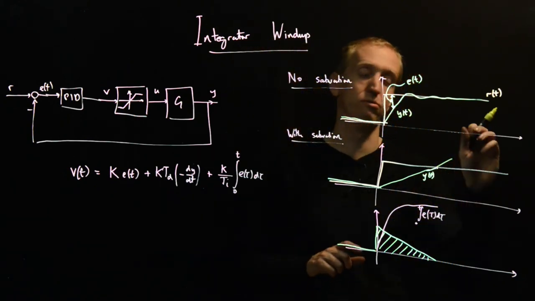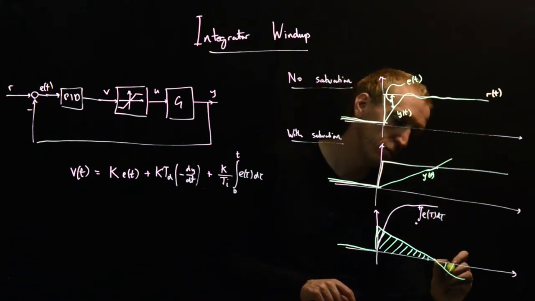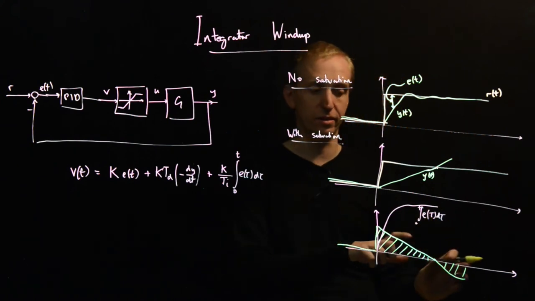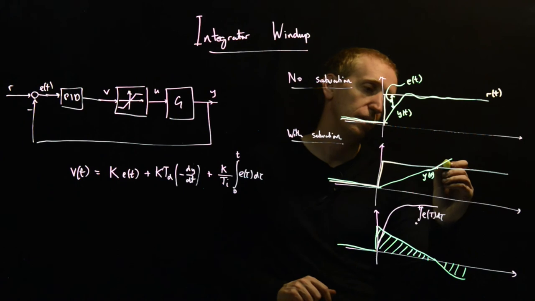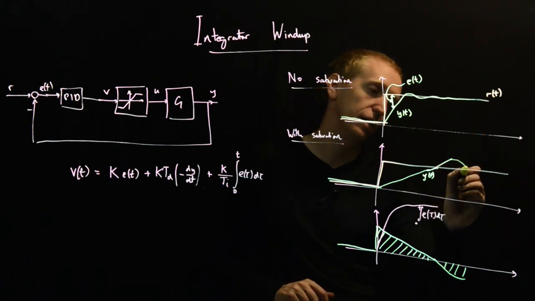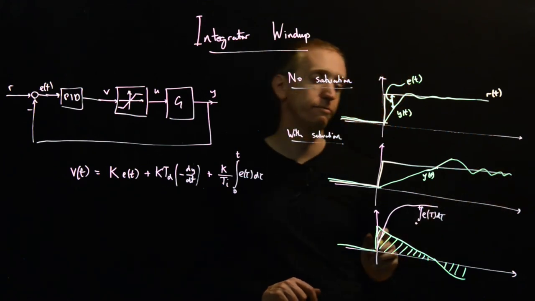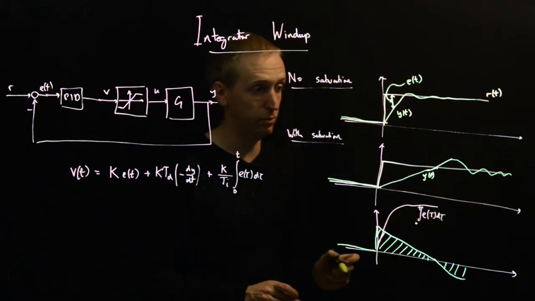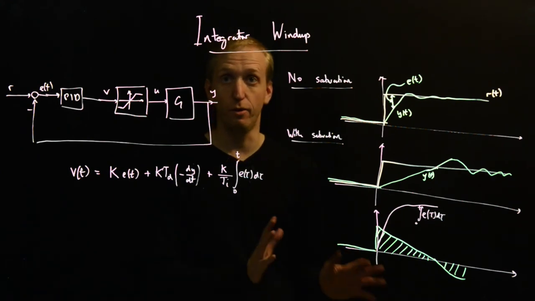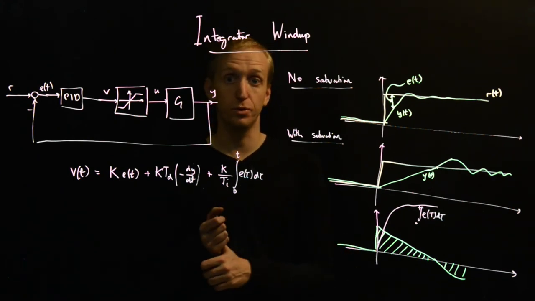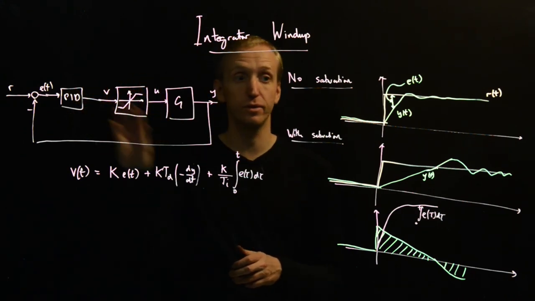Our controller keeps on driving us up until we've produced enough negative area to sort of balance these two things out. And then this term here will die off, and then we'll start to come back down. And it might even oscillate around a little while. A fairly typical curve would be something like this. And so this is the phenomenon of integrator windup, and it's caused by the combination of saturation and integral action.